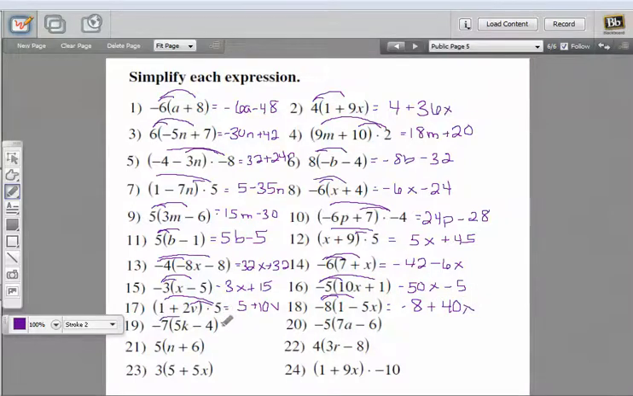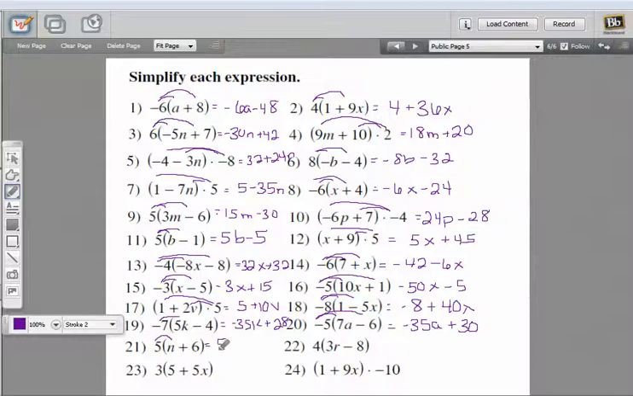-7 times 5k is a -35k. -7 times -8 is a positive 28. 7 times 4, sorry, getting ahead of myself. -5 times 7a is a -35a. -5 times -6 is a positive 30.